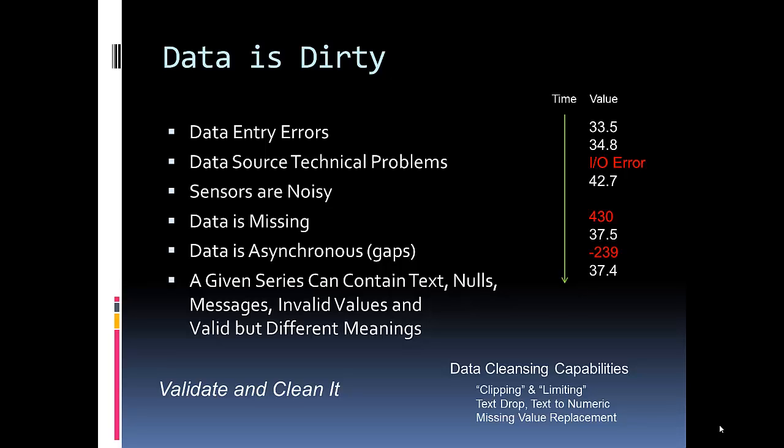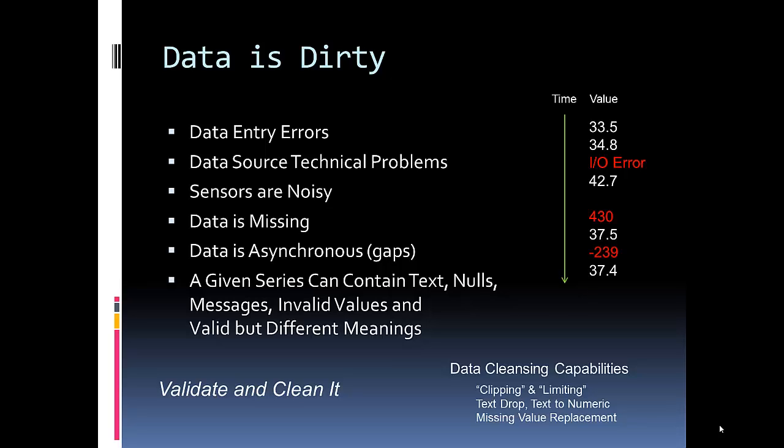Data is asynchronous, so something is entered in at 12:01 p.m. over on that system, and at 12:04 p.m. something else is entered in a different system. Let's say you have process conditions at one time, and then you have a lab test later on, less frequently. And so there's an asynchronous nature to the data, which yields gaps. And any given series, based on firsthand experience, can contain text, nulls, messages, invalid values, and valid values, but of a different meaning in a different context.